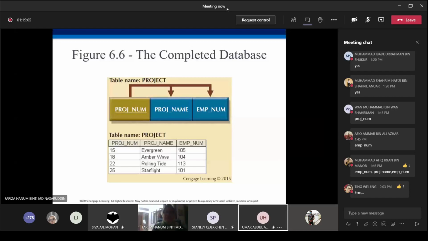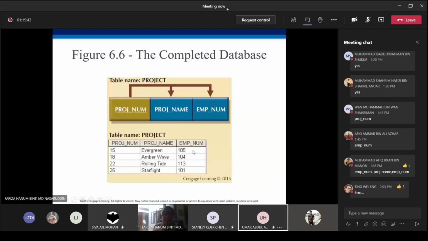You can just use employee num to keep the data on who is the leader of the project. Because this would give you a relationship whereby a project is supervised by an employee. That's why the employee number becomes the foreign key of that table. It has a relationship with the employee table.